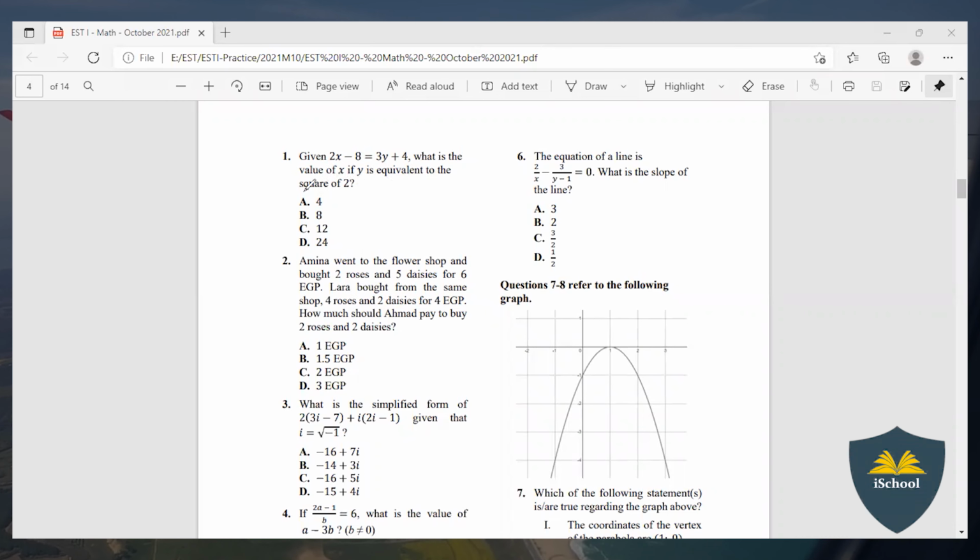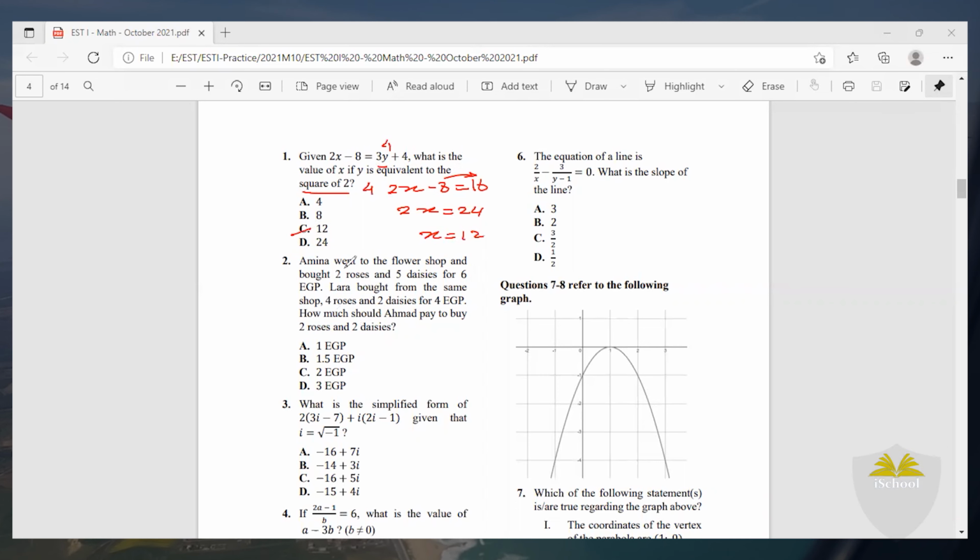The square of 2 equals 4, so we will substitute y equal 4, then 3 times 4 equal 12, 12 plus 4 equals 16, so 2x minus 8 equals 16. 8 goes to the other side with a different sign, then 2x equals 24, then x equals 12. Then the answer is C.